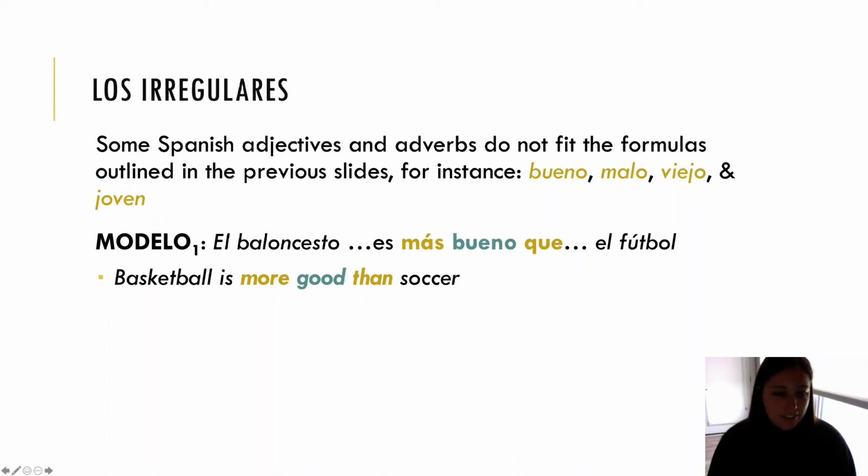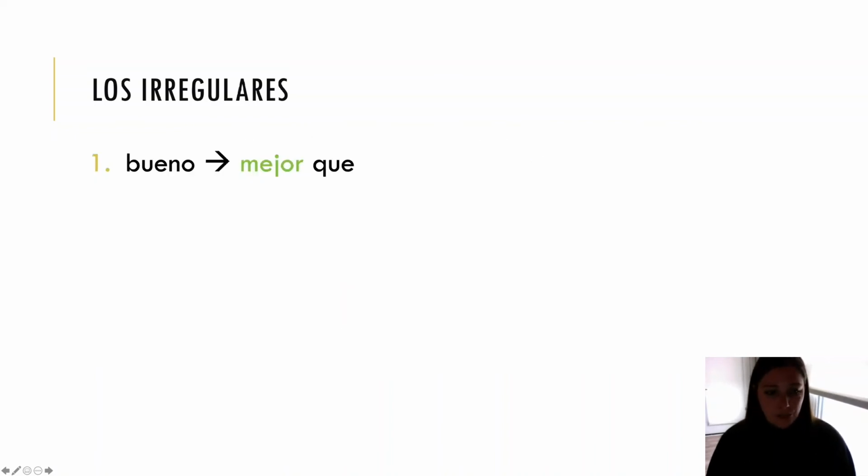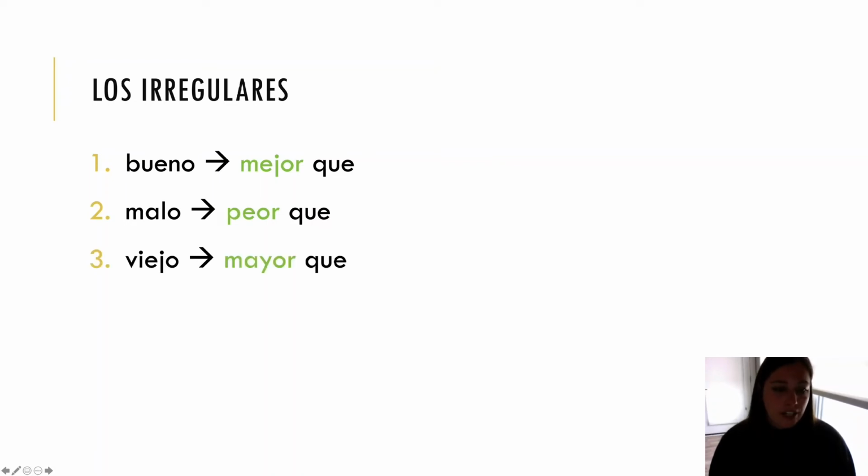So what we would rather say is el baloncesto es mejor que el fútbol. And what that means in English is basketball is better than soccer. So if these four adjectives and adverbs don't fit the formulas, we have bueno, malo, viejo, and joven. Bueno changes to mejor que, malo to peor que, viejo to mayor que, y joven to menor que.